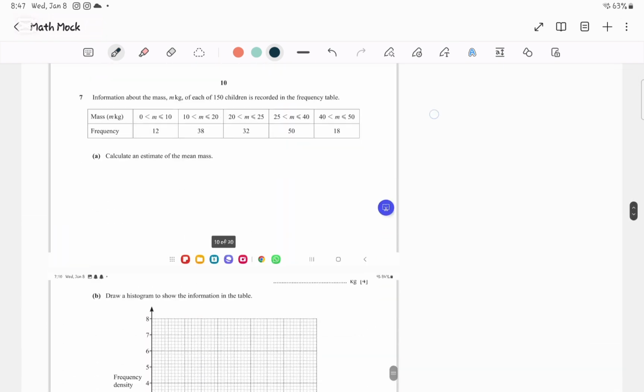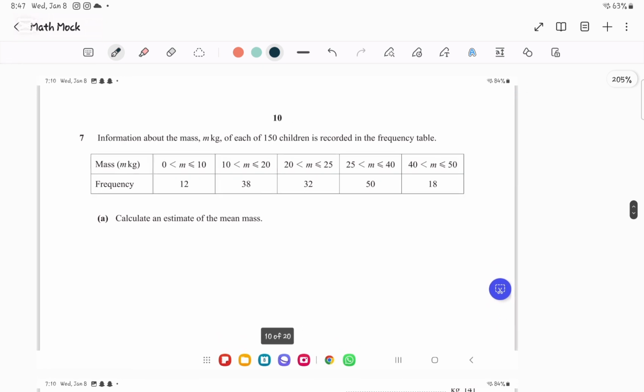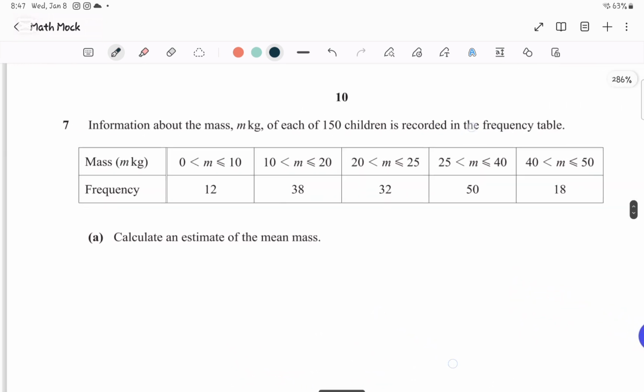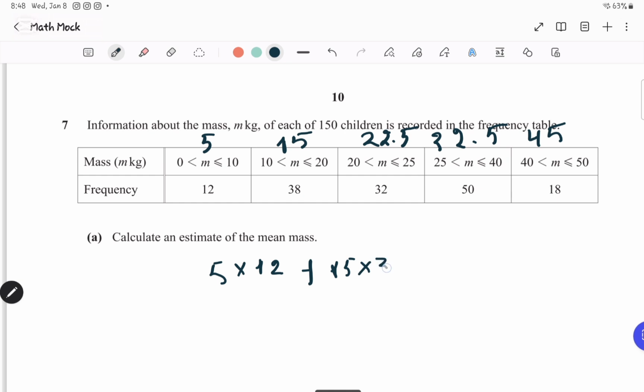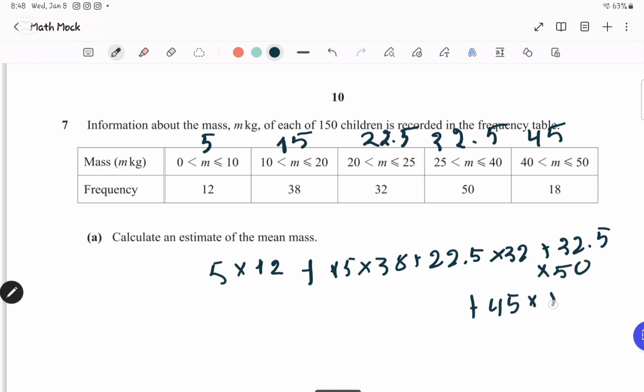Now when we move on to question number 7, we need to calculate an estimate of the mean. First thing, we need to find the mid-intervals. So this one is 5, this one is 15, 22.5, 32.5, and then 45. Now to calculate the mean, we are going to do 5 times 12, plus 15 times 38, plus 22.5 times 32, plus 32.5 times 50, plus 45 times 18, all of it divided by the total number of children, which is 150.